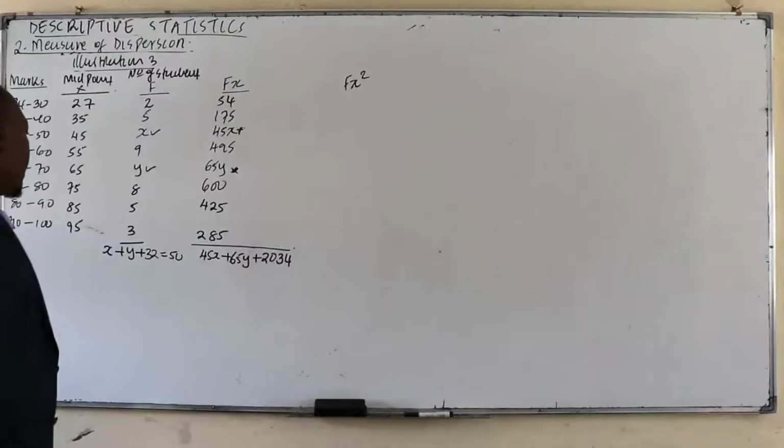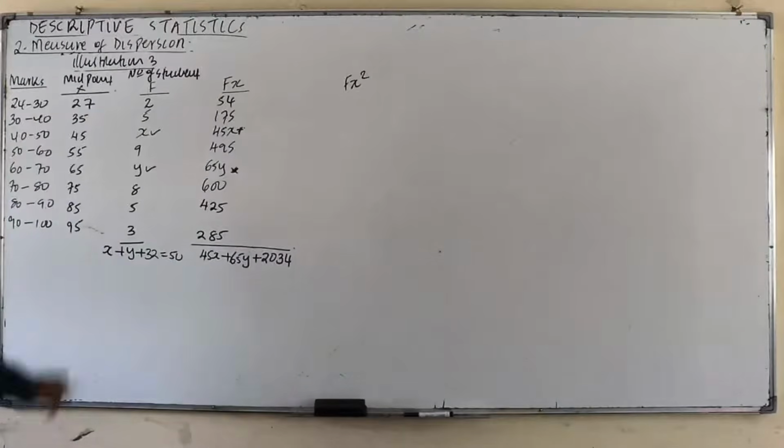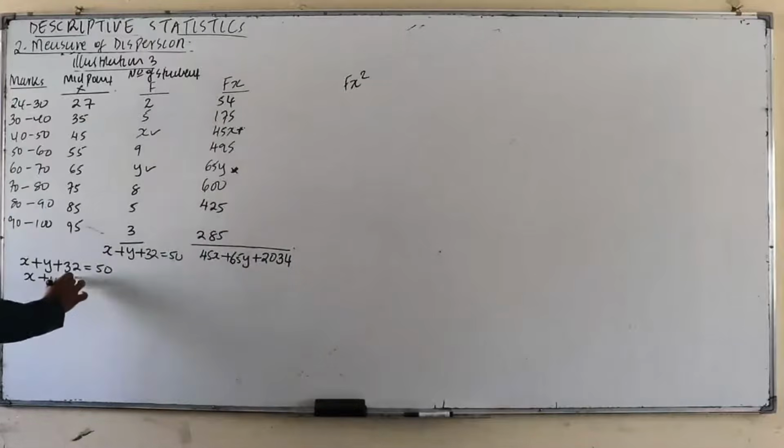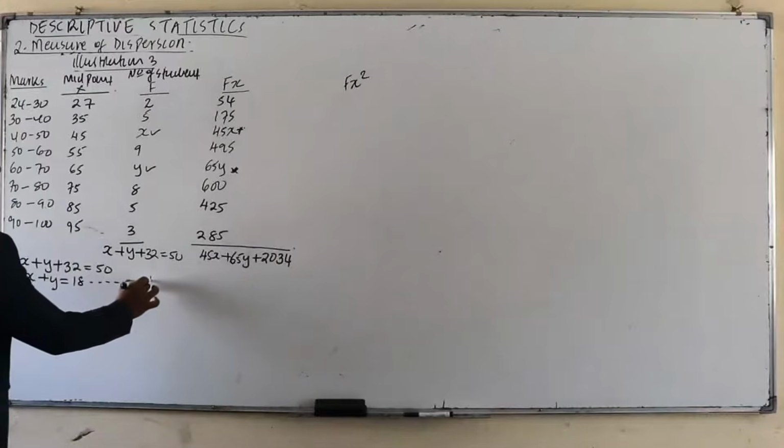Now the first one, we know that x plus y plus that 2 is equal to 50. So you bring the like terms together. It will be x plus y. You take that 2 to the other side: 50 minus that 2. You get 48. You can call it equation number 1.